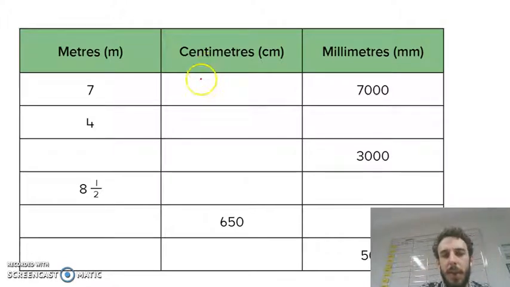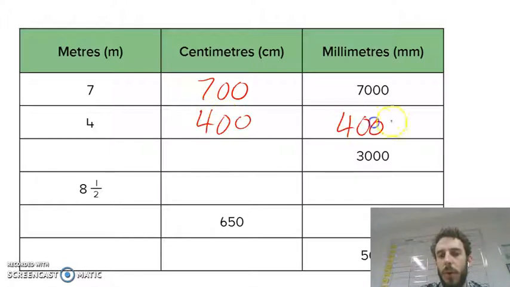So 7 meters would be the equivalent of 700 centimeters, which is the equivalent of 7,000 millimeters. If you've got 4 meters, that would be the same as 400 centimeters or 4,000 millimeters. If you've got 3,000 millimeters, that would be the same as 300 centimeters or 3 meters.